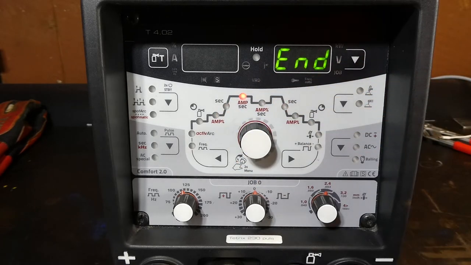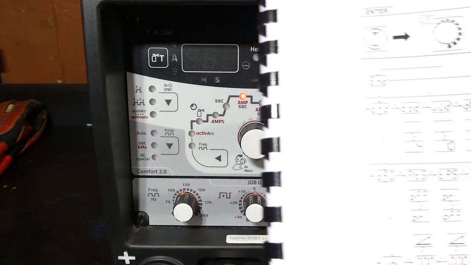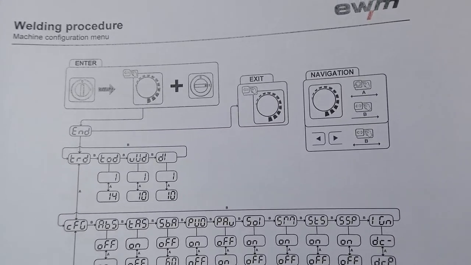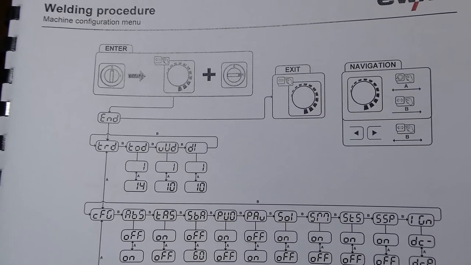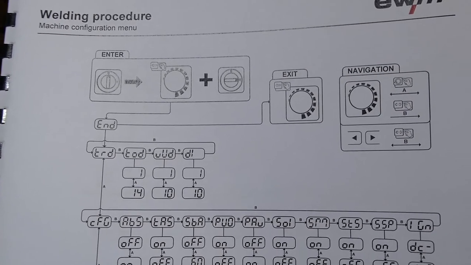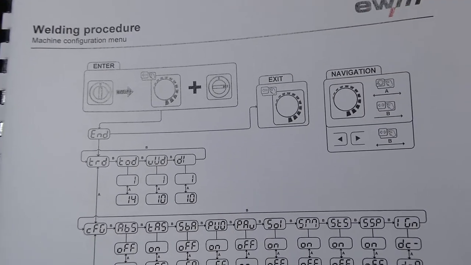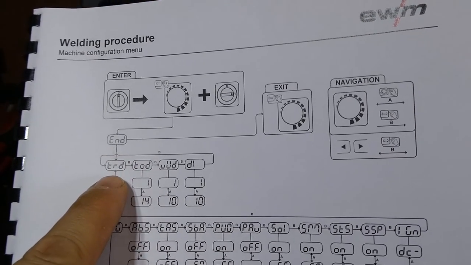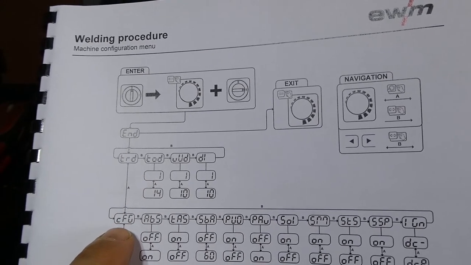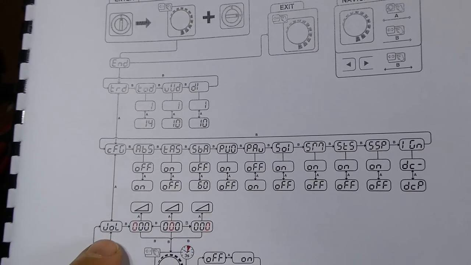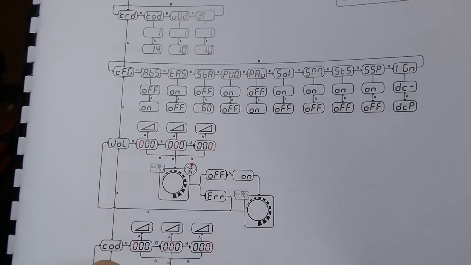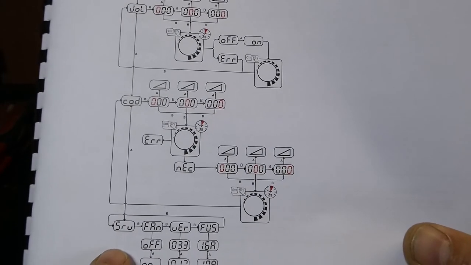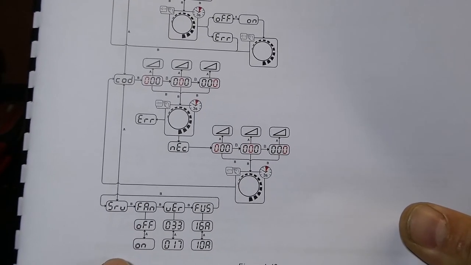I'll see if I can load in a picture on the screen. So this is the pictorial description of what the configuration menu is. So at the moment on the left here, we've got end. Got the TRD mode, CFG for configuration, JOL, which is a locking mode, the code to unlock the machine, and then the service menu, the SRU, which you can do some other things there.